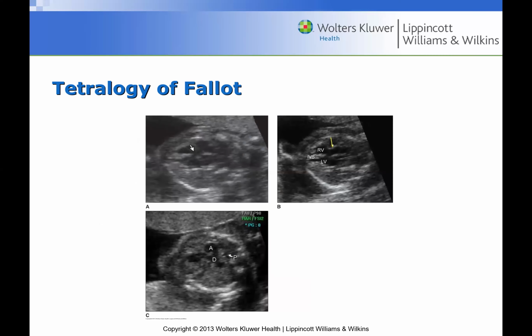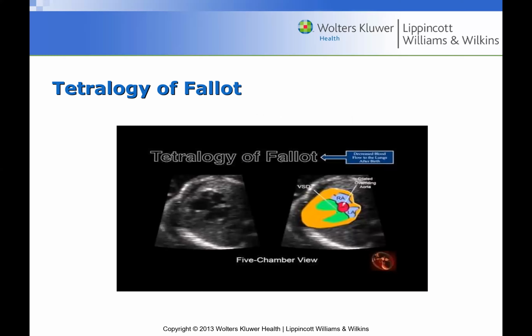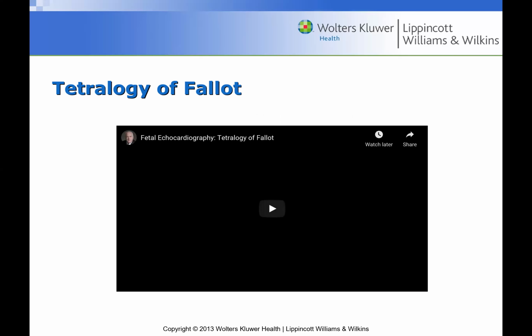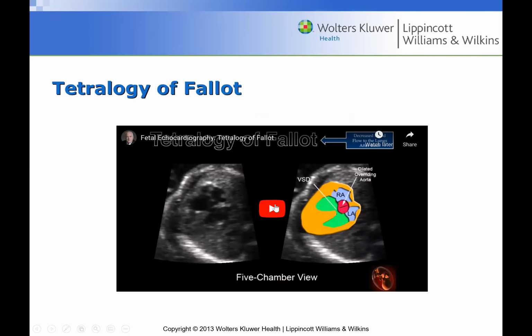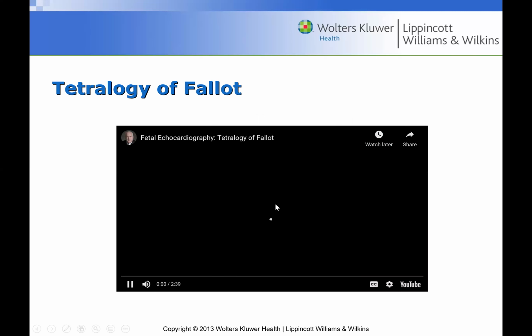Tetralogy of Fallot is seen in chromosomal abnormalities. I feel like I've seen it in trisomy 18 and trisomy 21, and I think even trisomy 13. Sometimes it just looks like a mess and I can't quite figure out what's going on, and then they're like, oh, it's tetralogy of Fallot. I'm like, okay. All I see is a big VSD and a big aorta.